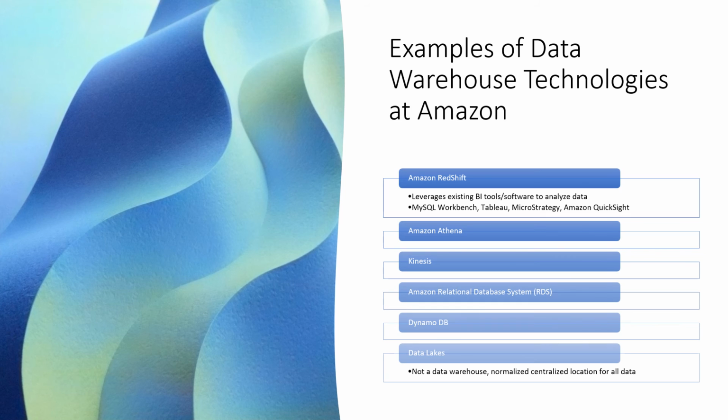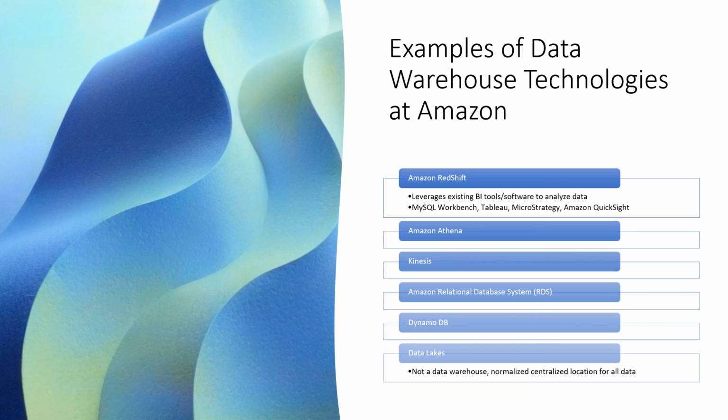So Amazon already has a large data warehouse that they leverage and a lot of tools that they also have for customers to be able to leverage within their overall AWS platform. More specifically, Amazon Redshift is a data warehouse tool that Amazon provides and utilizes themselves. It can leverage existing BI tools and software to analyze data further. That includes MySQL Workbench, Tableau, MicroStrategy, Amazon QuickSight.